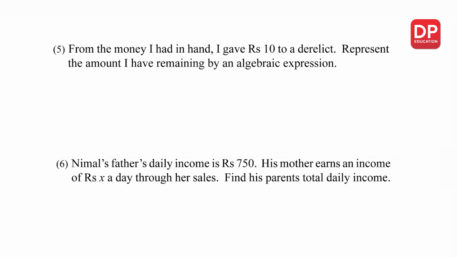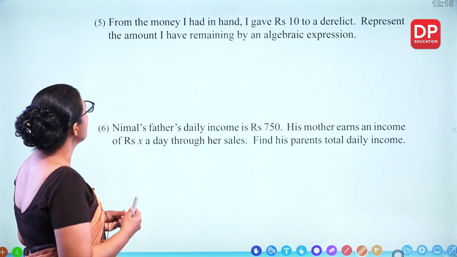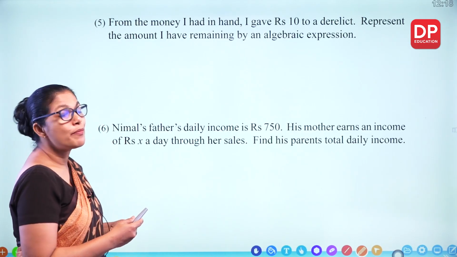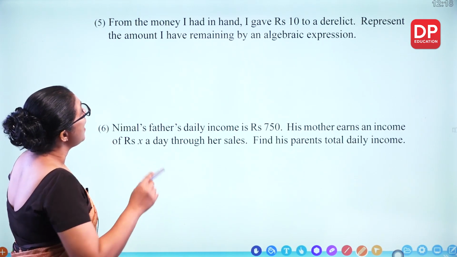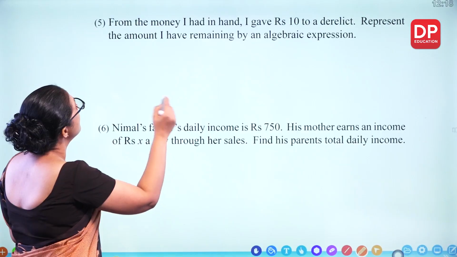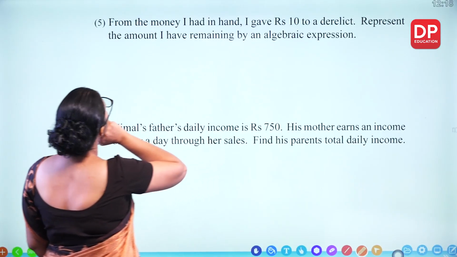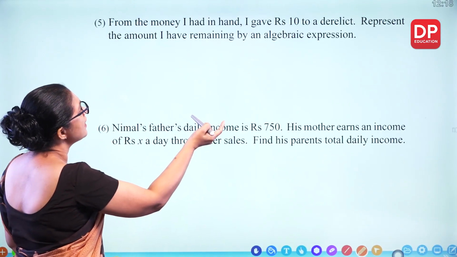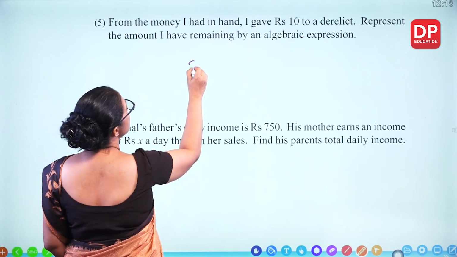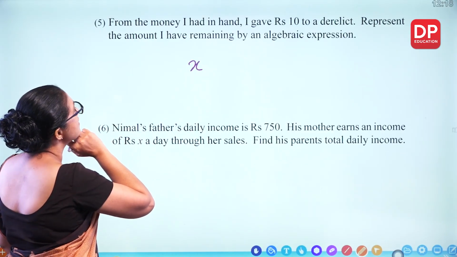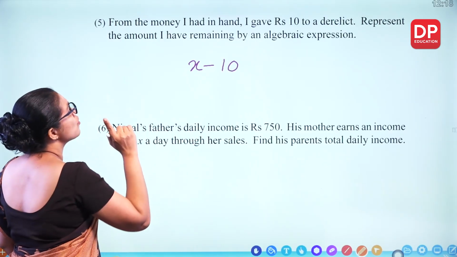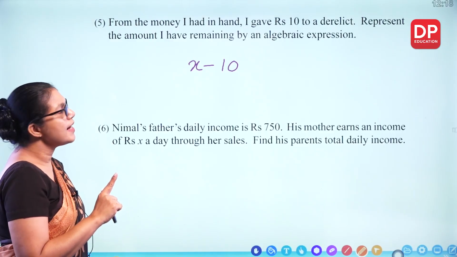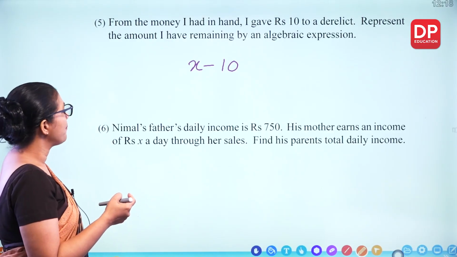Question number 5. From the money I had in hand, I gave 10 rupees to a derelict. Represent the amount I have remaining by an algebraic expression. So, I had in my hand, I gave 10 rupees. So, what's the amount I had? We have to take any letter x. If the amount I had is x, I gave 10 rupees. So, the amount I have remaining is the algebraic expression x minus 10.